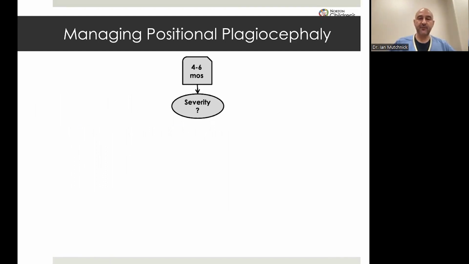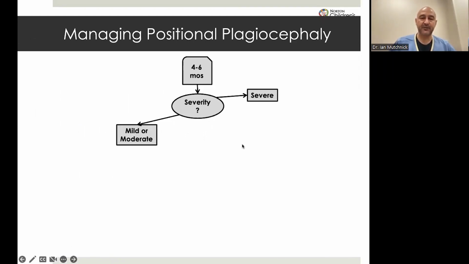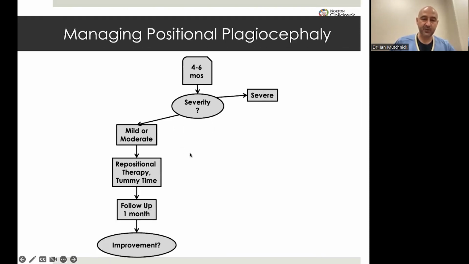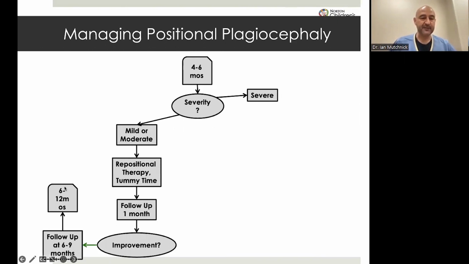So if you're seeing a kid between 4 to 6 months, you need to know what the severity is. It makes a difference here whether it's mild, moderate, or severe. If the kid's got severe, the algorithm's different than mild and moderate. If it's mild or moderate, it's the same algorithm: repositional therapy, tummy time, follow up in 1 month, and look for improvement. If there is improvement, follow up at 6 to 9 months. By the time they're 12 months, really, their skull's starting to ossify. If there's no improvement, then potentially there's helmet therapy.